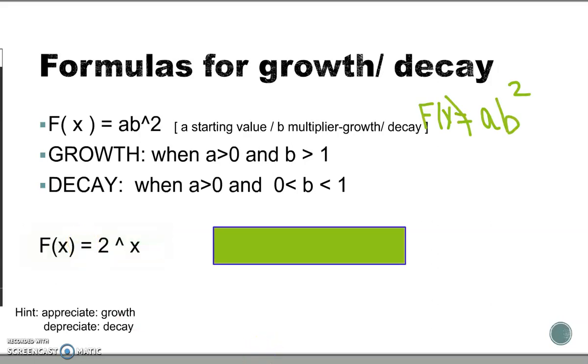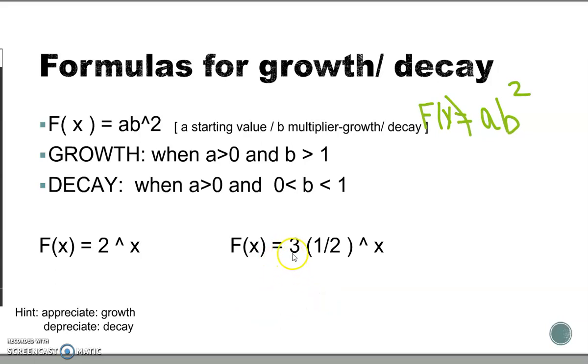Okay, if you're looking at this function, the function equals 2 to the x. Your b value is always the base of your exponent. Okay, so here's your exponent x. Here's your base. Your base here is 2. So is this a growth or a decay? Well, I would say my b value is bigger than 1, so this first one has to be a growth. Then when you look at this one, my a value is 3, my b value is 1/2. So my b value, 1/2, is in between 0 and 1. So that means it's a decay.